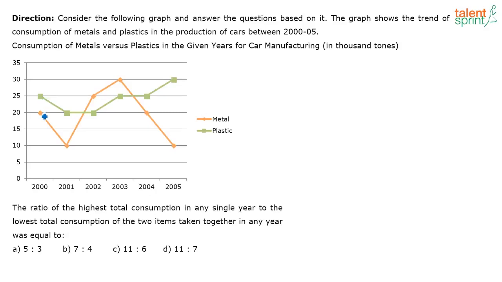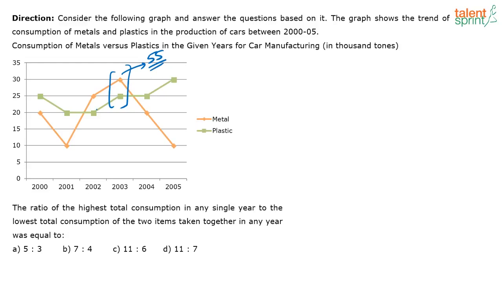So if you see this year, it is 25 plus 20, that is 45. Here it is nothing but 10 plus 20, that is 30. Here it is 20 plus 25, again 45. Here it is 25 plus 30, that is 55. Here 25 plus 20, again 45. 10 plus 30, that is 40. So here, which year has the maximum consumption? This year, right? When you add these two, you get 55. So this was the highest value that we got.